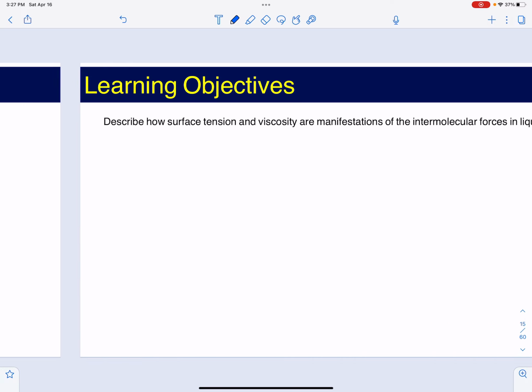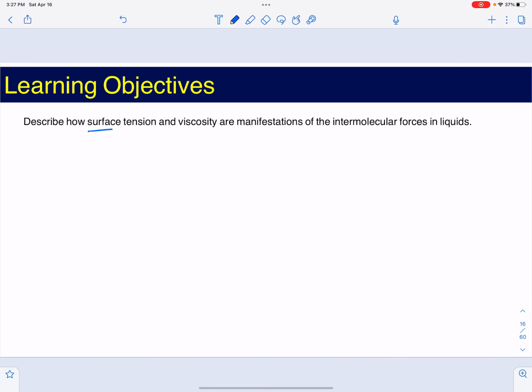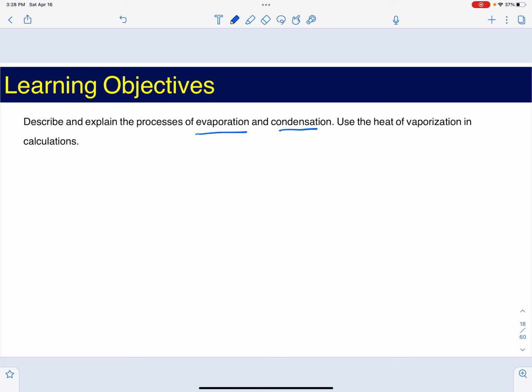So when we come back, we will have said that we understand surface tension and viscosity in relation to the intermolecular forces. When we come back, we will be talking once more about intermolecular forces and how they relate to phase changes, in relation to evaporation and condensation. And we're going to see, going back to what we learned in chapter 3, a new way of calculating the energy involved in those processes. And we will do the same later for melting and freezing.